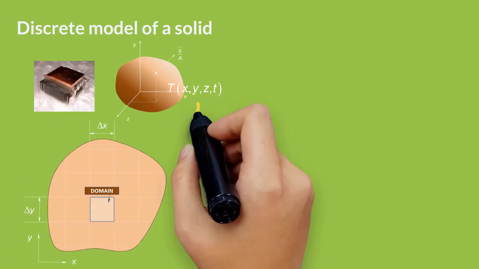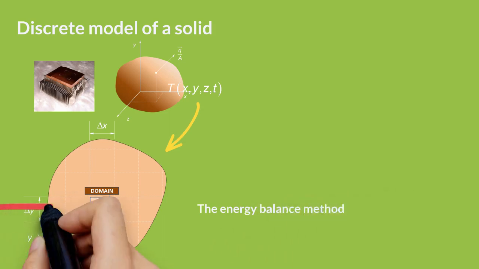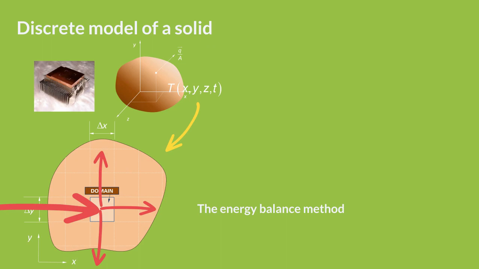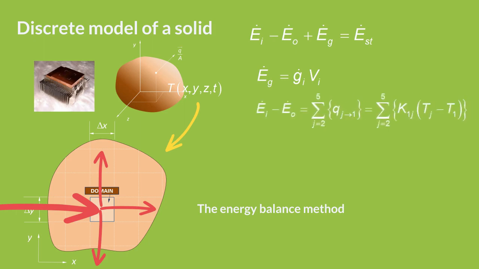The energy balance method is based on dividing the medium into a sufficient number of volume elements, domains, or nodal regions, and then applying the energy conservation equation to each element. We start writing the conservation equation at a node. After that, we evaluate the internal heat generation, the heat inputs and outputs with neighboring nodes, and finally the stored energy.